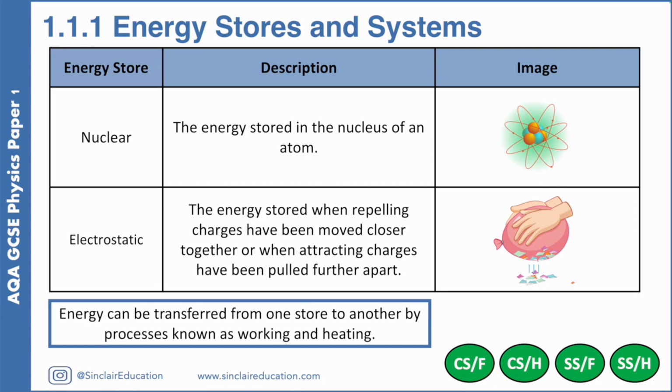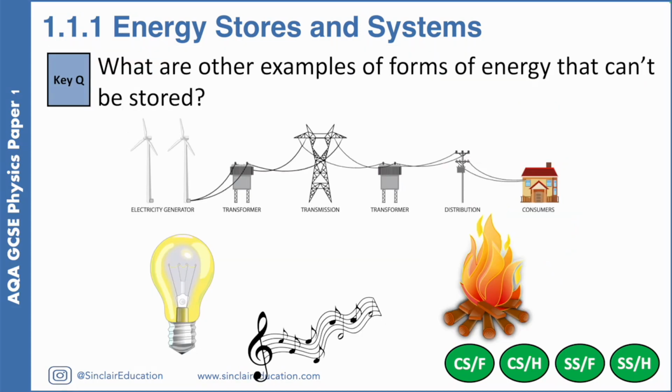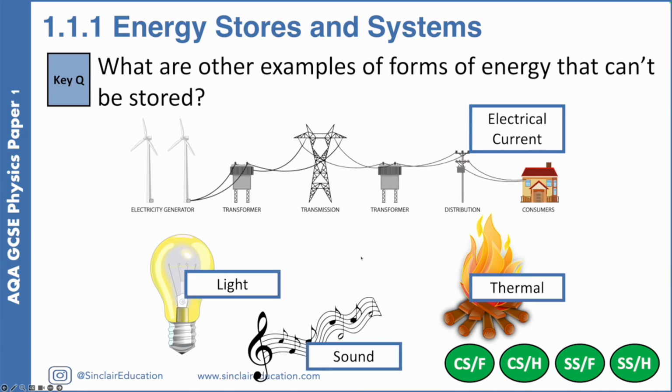So the main idea here then is that energy can be moved from one store to another by either work or by heat. So we can have this transfer occur. So if we look at this then, we've got different energy stores. Now, some energy forms can't be stored. The different ones here are electrical current. So we can have energy transferred through electrical current, but it won't be stored in any way. Same with light, same with sound, and same with thermal. So yes, they're examples of energy, but these are not energy stores.